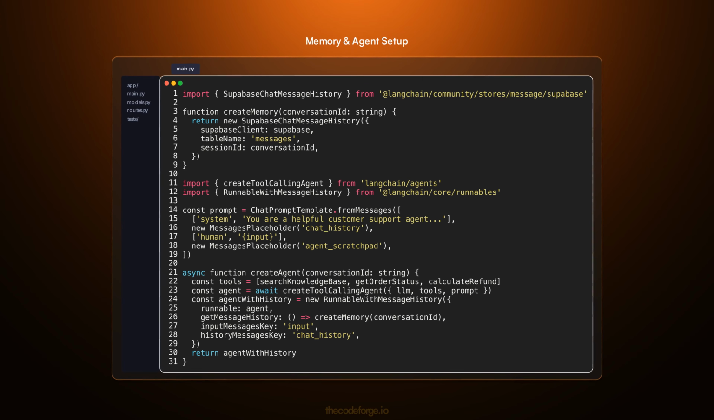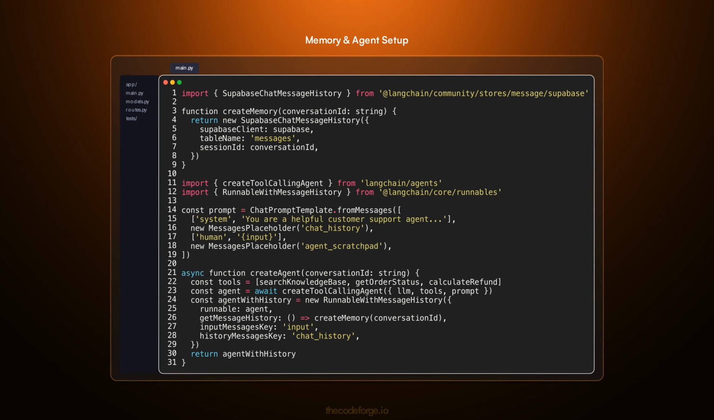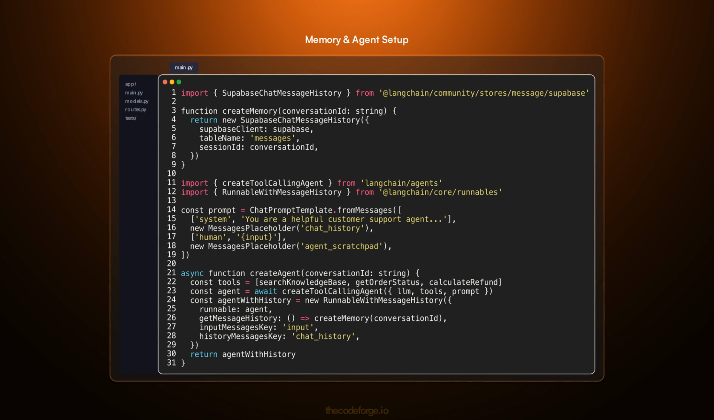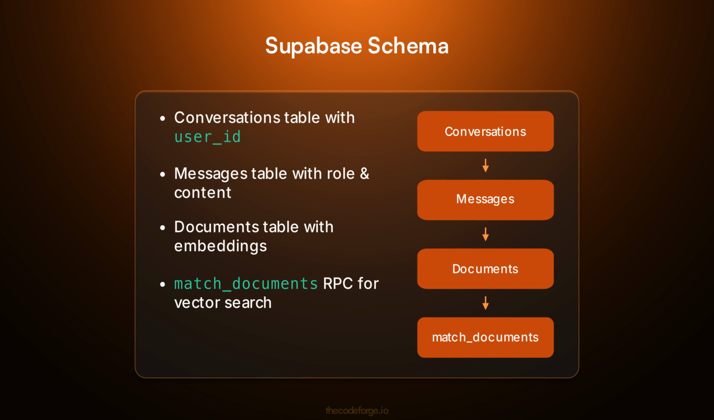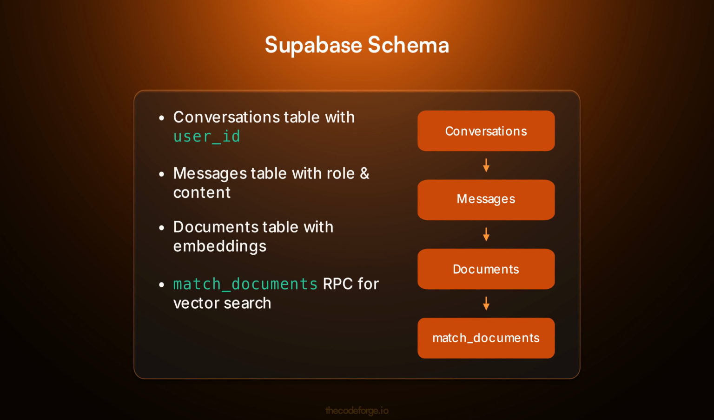Memory is created using SupabaseChatMessageHistory, which stores messages in a Supabase table. The agent is created with createToolCallingAgent and wrapped with RunnableWithMessageHistory to inject conversation history automatically. Supabase provides 3 key tables: conversations for session tracking, messages for history, and documents for vector search. The match documents function performs cosine similarity search.